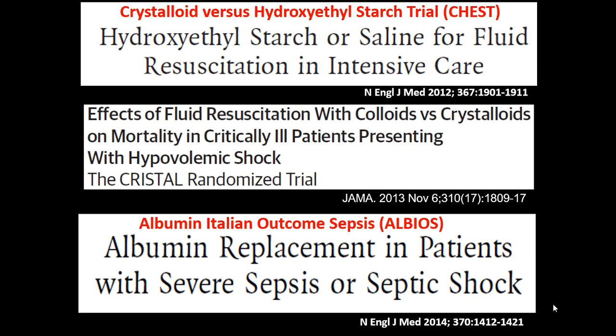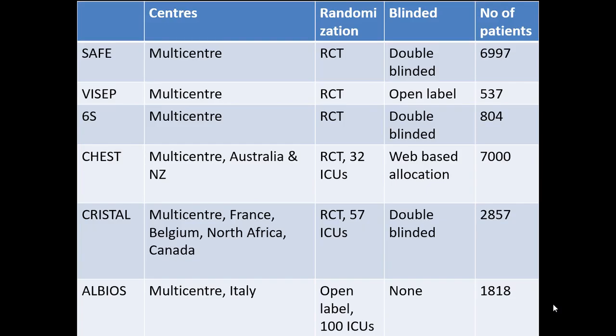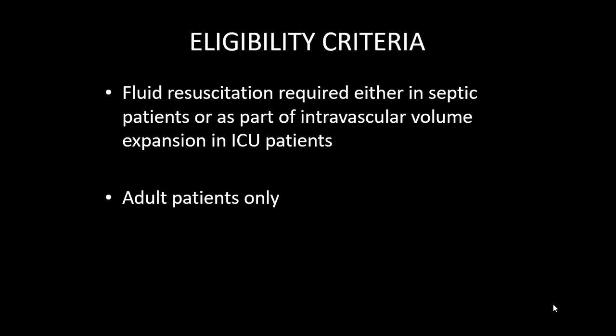So there were crystalloid versus colloid trials, and these are the ways it was done. They were all multi-centric trials: VISEP, 6S, CHEST, CRYSTAL, ALBIOS. They were all randomized trials. Most of them were blinded trials with a very good number of patients. Almost 5,000 to 6,000 patients were enrolled. So there was a good database which they looked at.